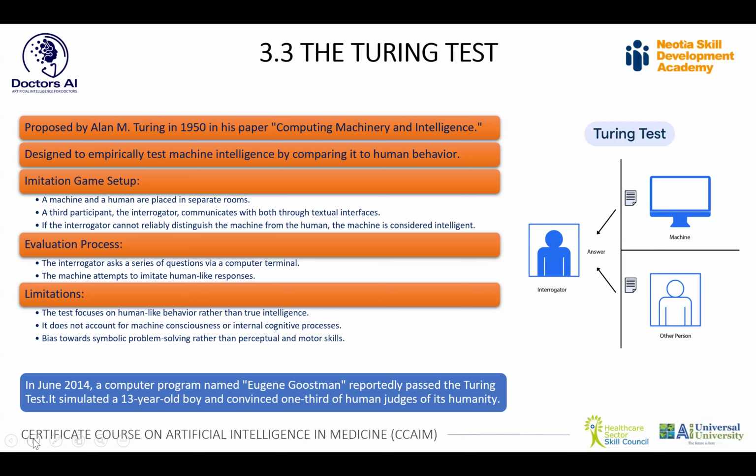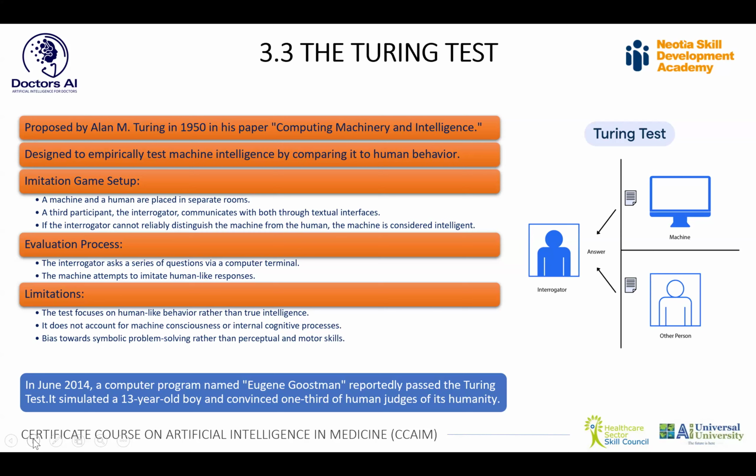So what exactly was the Turing test game setup? A machine and a human are placed in separate rooms. A third participant, an interrogator, communicates with both through textual interfaces. Now, if the interrogator cannot reliably distinguish the machine from the human, then the machine is considered to be intelligent. So this was the Turing test.